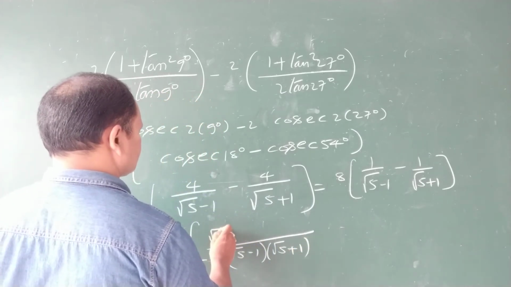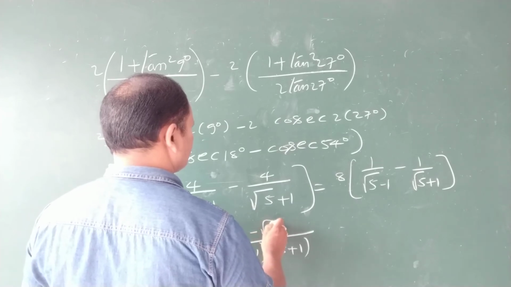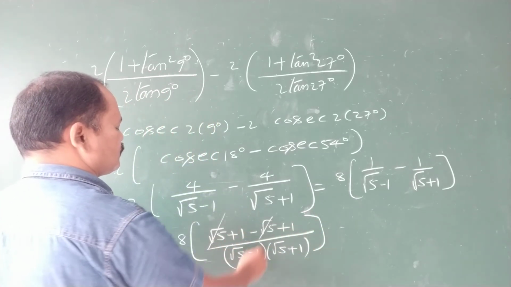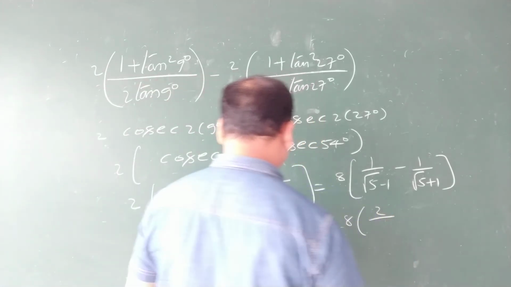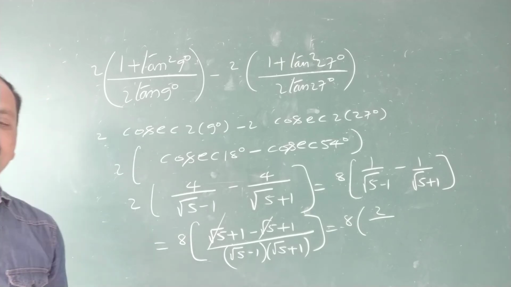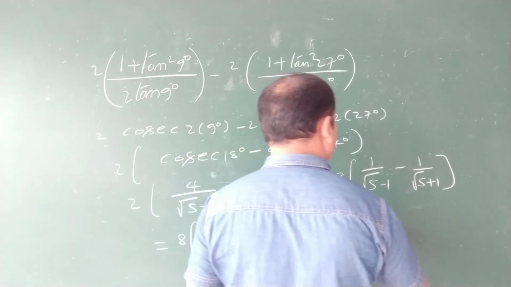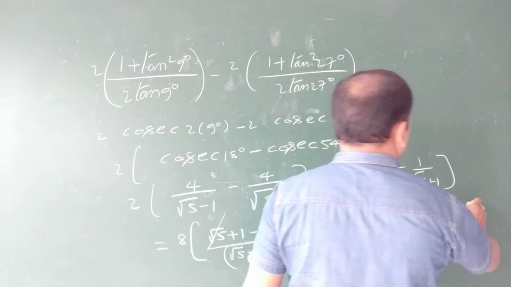Now this is root 5 plus 1 minus of minus root 5 plus 1. That's why here root 5 gets cancelled. Now this is 8 into 2 by (root 5 minus 1 into root 5 plus 1), which is 5 minus 1, that is 4. That's why it is 16 by 4. Answer is 4. That's all.